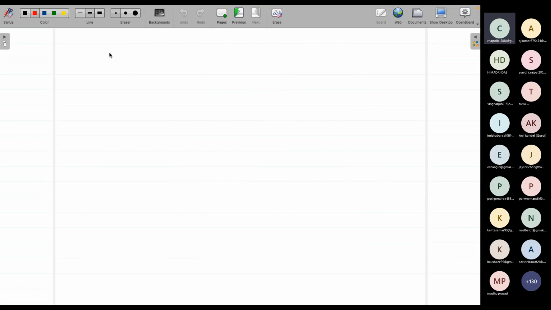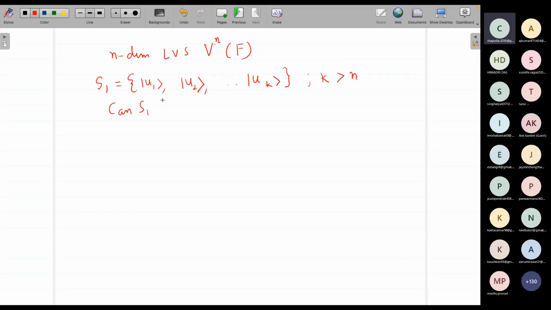So now I give you an n-dimensional linear vector space. Let me give you a set S1 = {u1, u2, ..., uk} such that k is greater than n. The question I am again asking, I have asked many times: can S1 be a basis? If not, why?